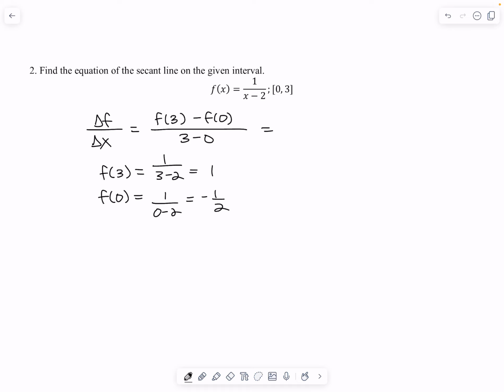So if I take F of 3, which is 1, and subtract -1/2 in my numerator over 3 minus 0, which is just 3, that's going to give me 1 plus 1/2, which is really 3/2 over 3, which is the same as 3 over 6, which is 1/2. So again, just to remind ourselves, this is the slope of the secant line.